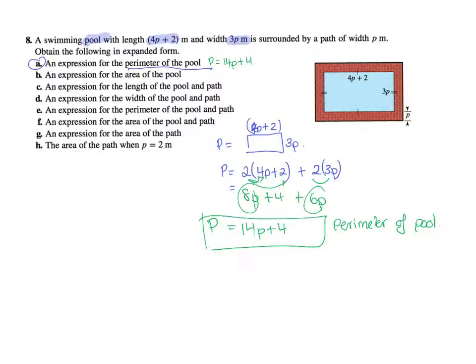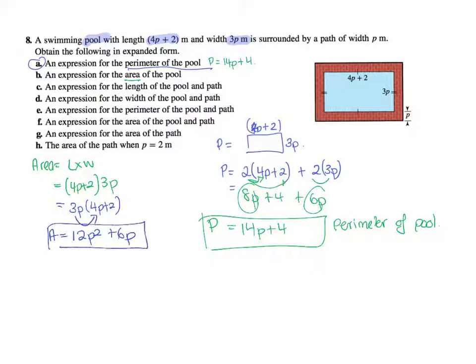Okay, next one. Find an expression for the area of the pool. So area equals length times width. You told me that the length was 4p plus 2 and the width is 3p. So we then just multiply that out. It doesn't matter whether 3p is at the front, so I might move that around. We do 3p times 4p, which is 12p squared, and 3p times 2, which is 6p. So there is a formula for area: area equals 12p squared plus 6p.